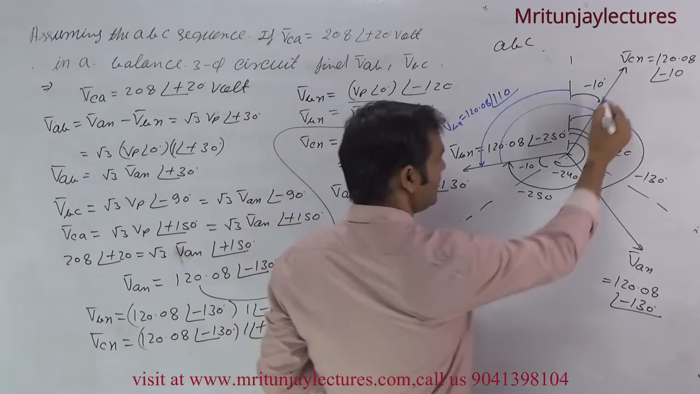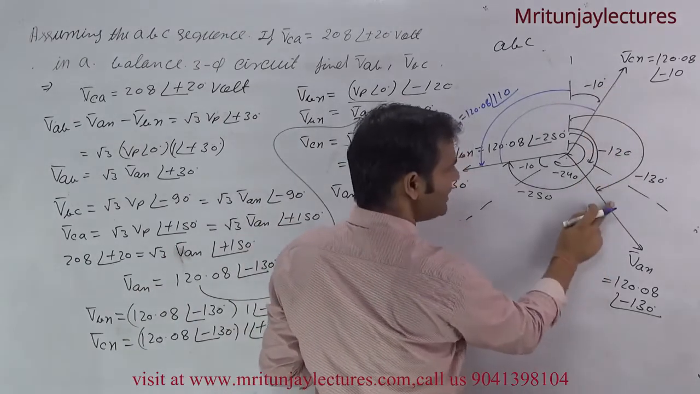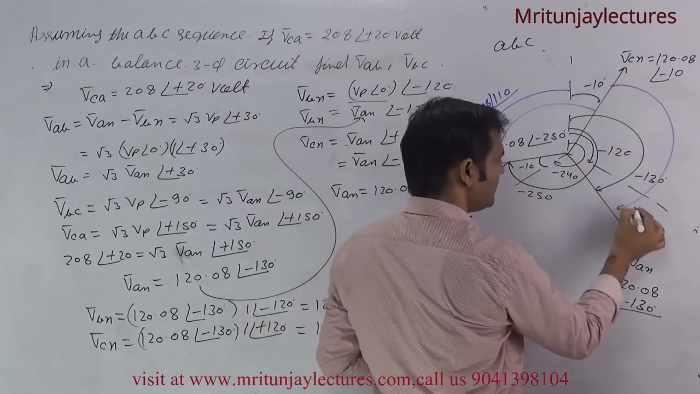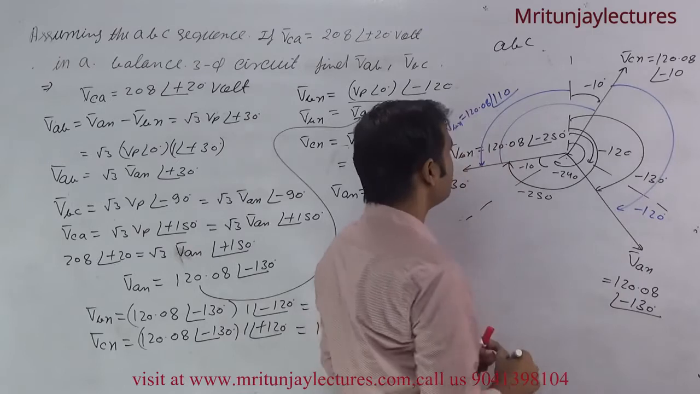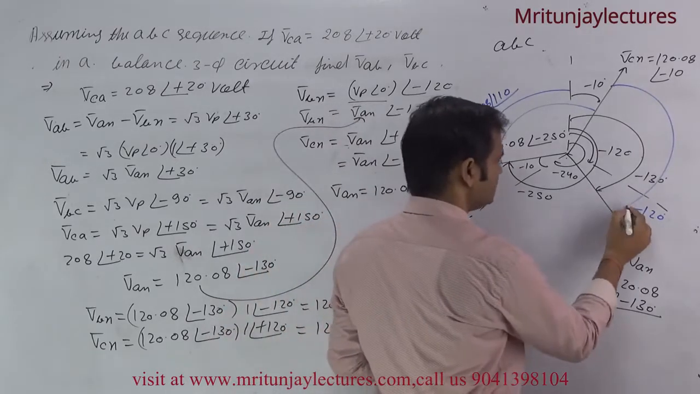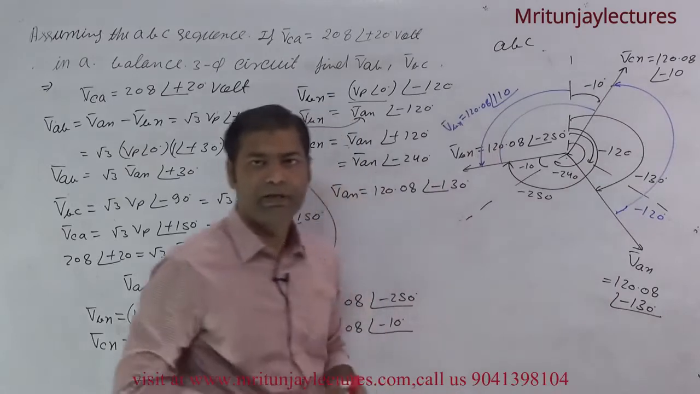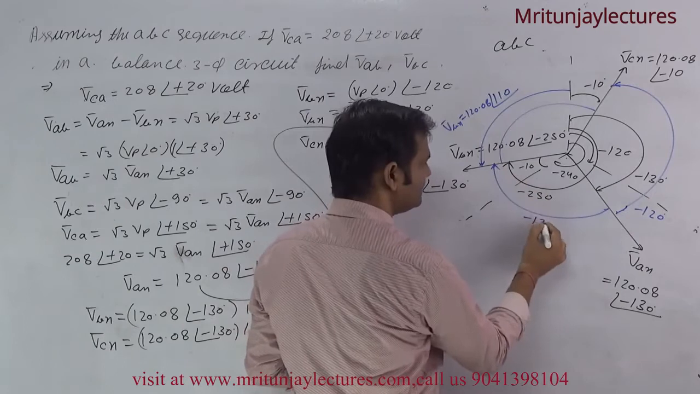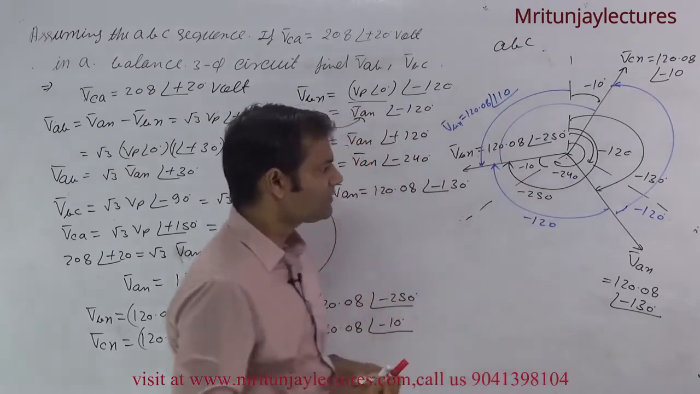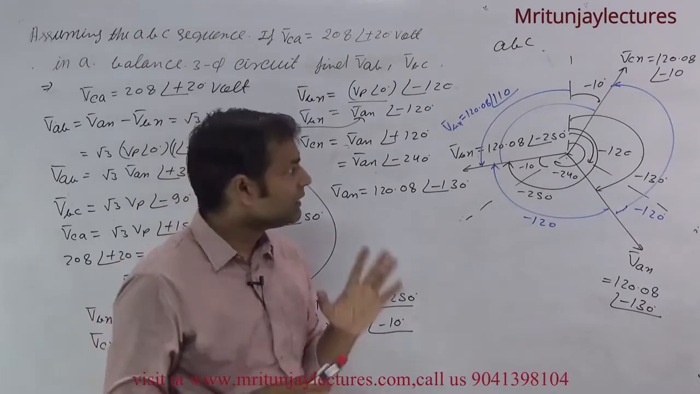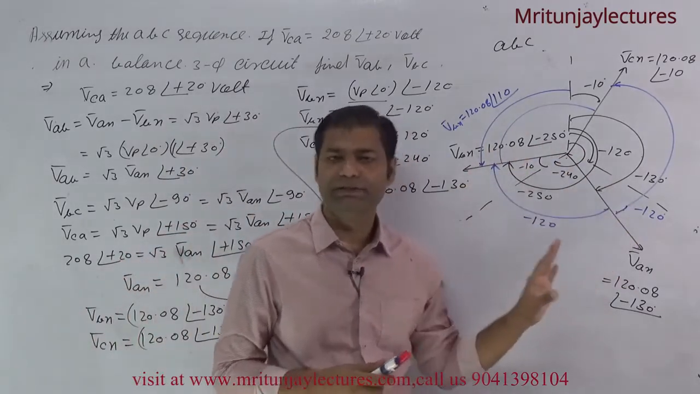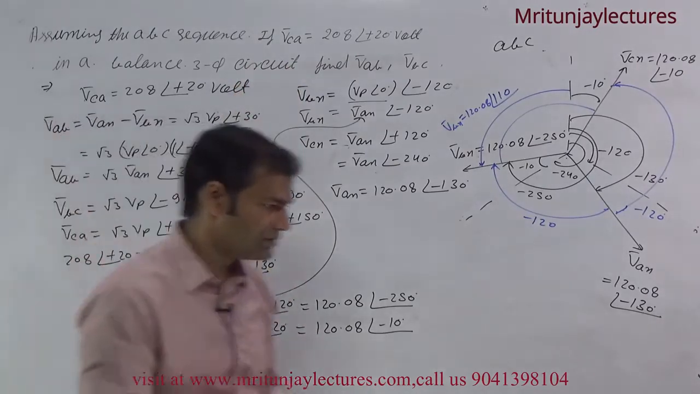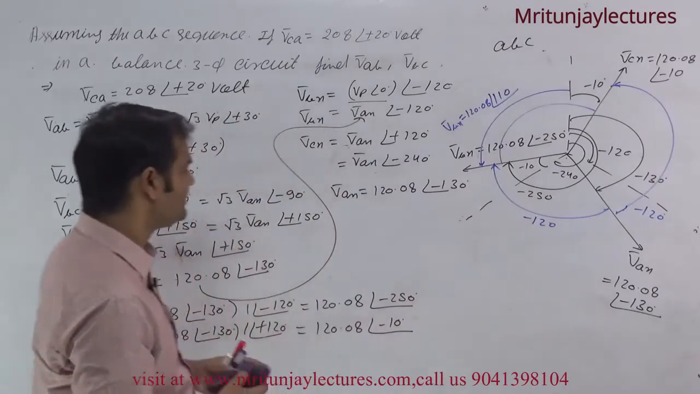Now here this angle minus 10 and this one is minus 130, so this angle is also plus 120. Okay, clear? And this one is also 120. Clear? So finally we get, you can say, that this phasor satisfies the AN, BN, CN condition. So now next one, our motto, line voltages AB, BC and CA.